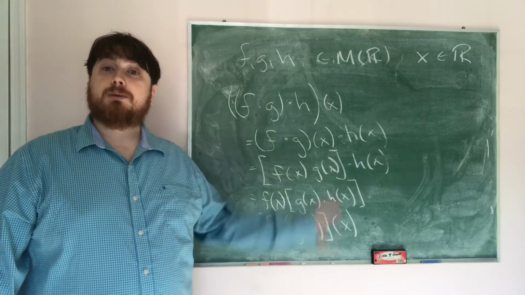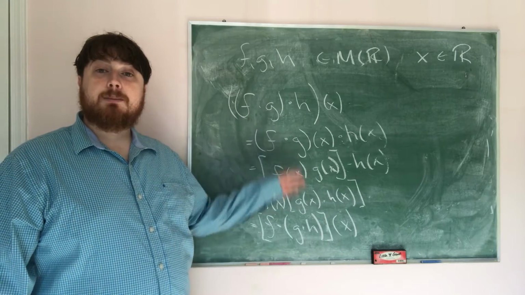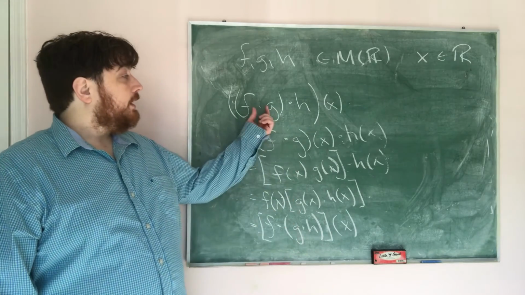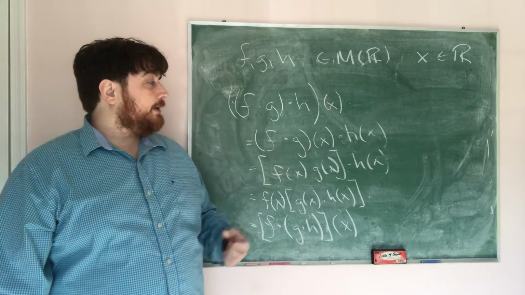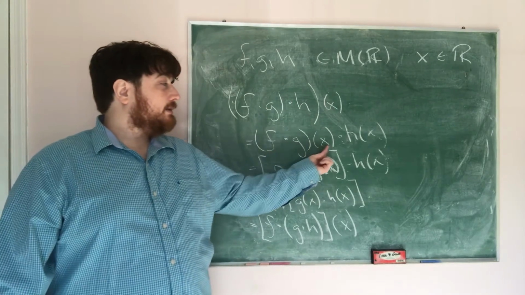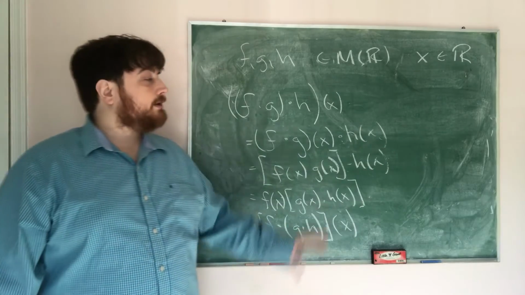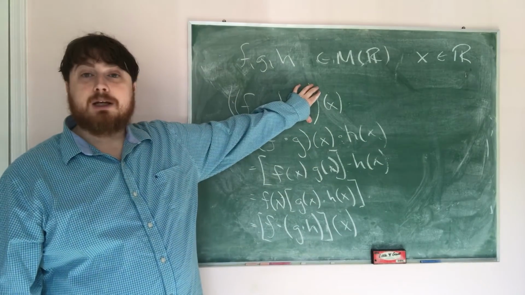So now in order to show that, we're just going to start with one side. We're going to try to simplify and get the other. So notice that ((f · g) · h)(x) by definition is (f · g)(x) · h(x), because we're taking the product of this function and this function.